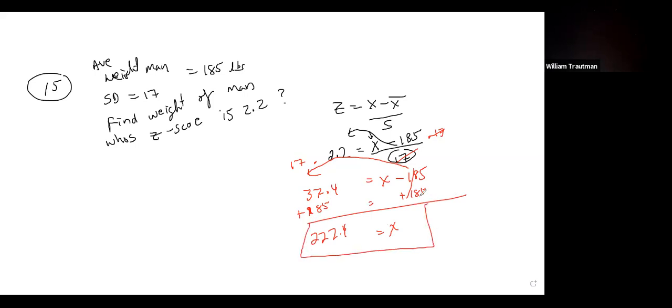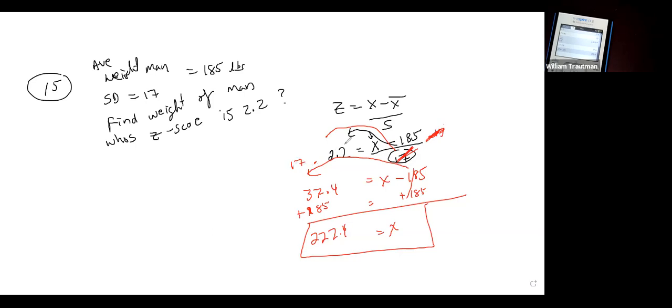And that's our answer. Everybody okay with that? You have to know how to solve for X. To take the 17 over to the other side, it's dividing. So you do the opposite, multiply both sides by 17. If you have a 17 on top multiplying and a 17 dividing, they cancel out.